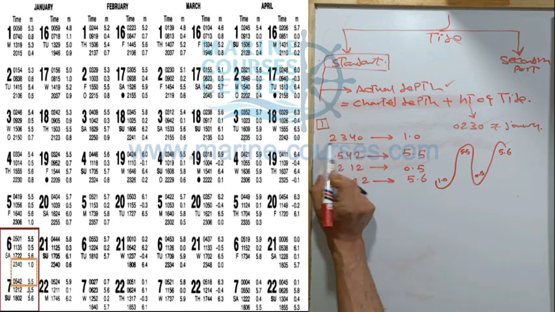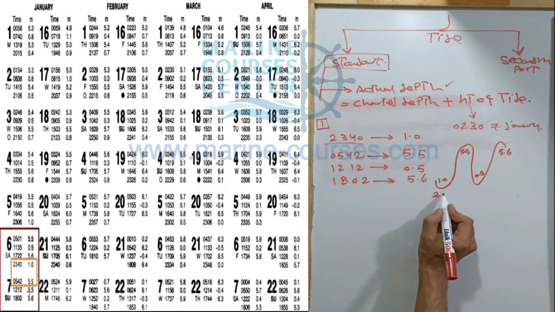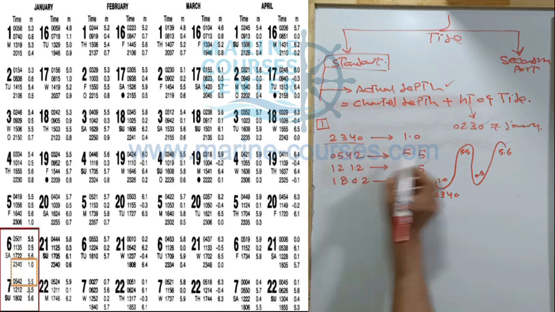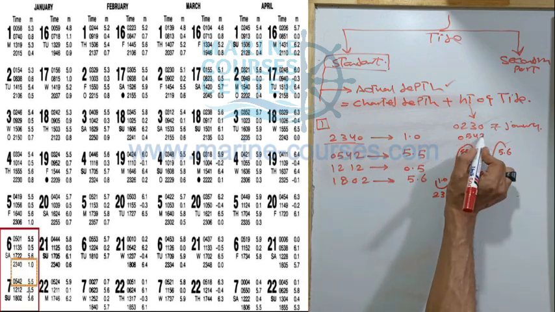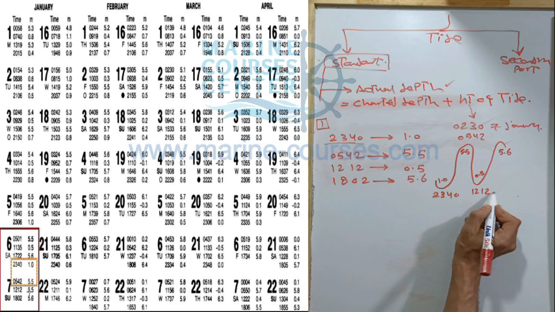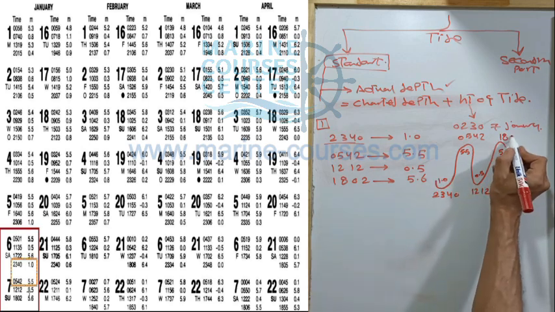And also we're going to write the time. So the time here is 2340, and here is 0542, and here 1212, and here 1802.